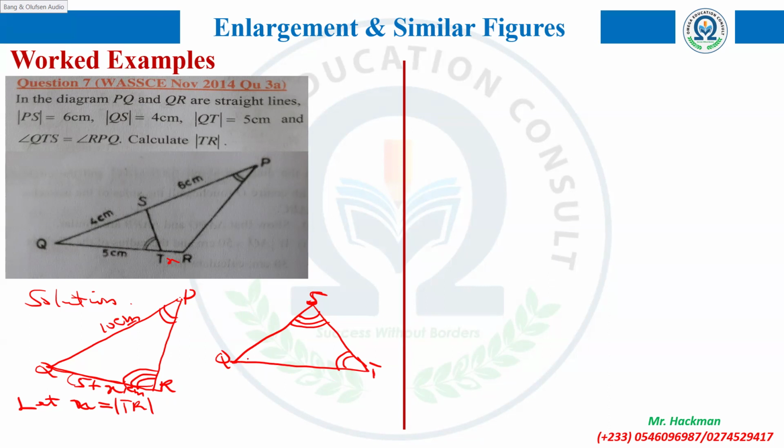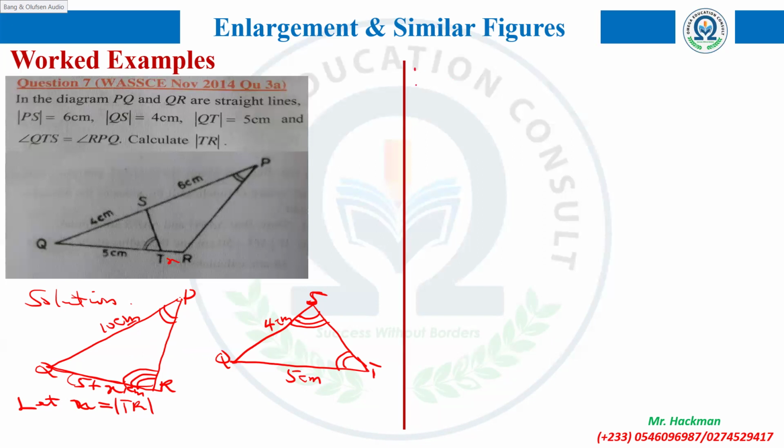The other triangle, similar triangle. QS. Do I know QS? QS, I know. That is 4. I hope you are following. Then, do I know QT? Yes, I know, that is 5. Any other? ST, I don't know. So you can see that this is the triangle where I know two of the sides. So I'll first form a ratio based on the two sides here. Then I'll form a ratio based on the corresponding sides, and equate to form a proportion.